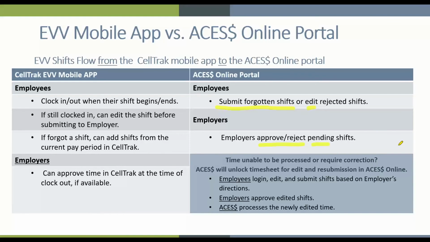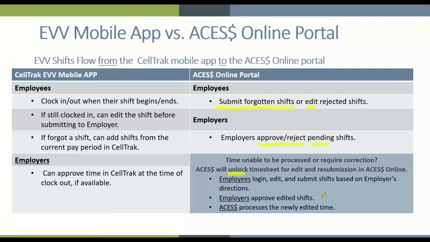All right, so let's say employers, you approve all that time. It comes to Access, we process it, and we find that it's gone over budget or some program rule is not followed, so it requires adjustment to be processed. We are going to unlock the timesheet. You'll see it in a deleted status.